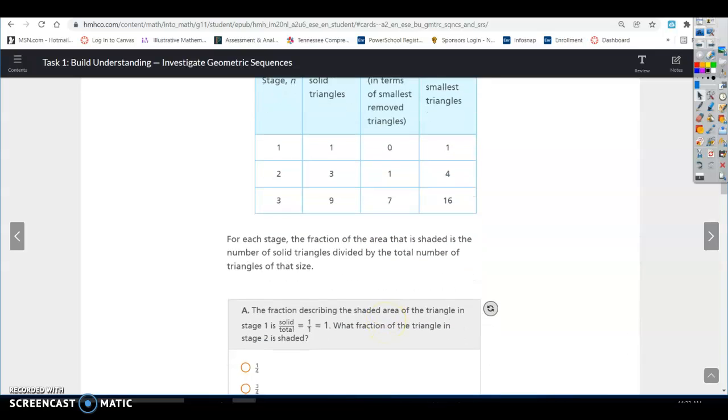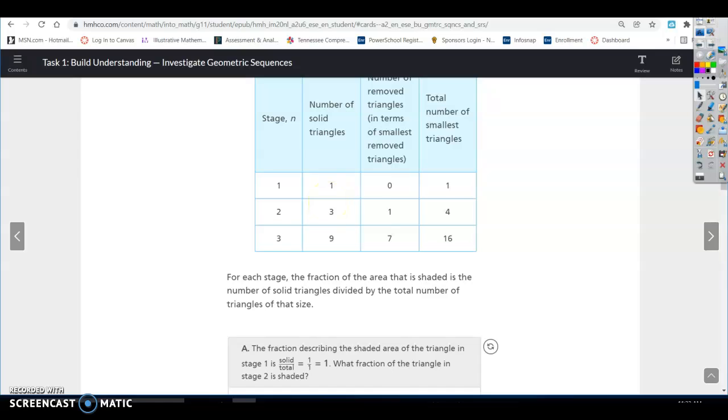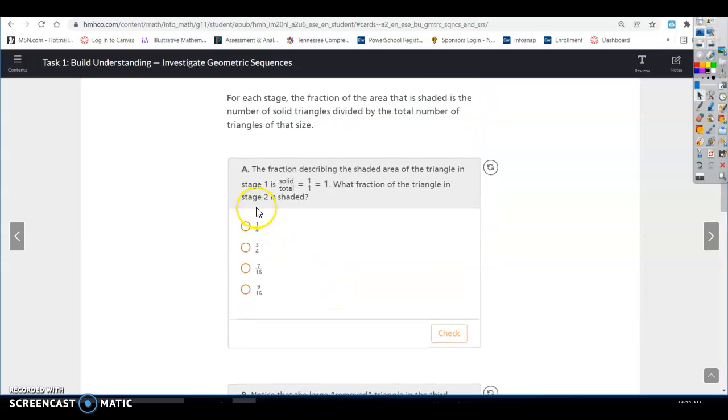All right, for each stage, the fraction of the area that is shaded is the number of solid triangles divided by the number of triangles of that size. So you've got the number of solid and the number of removed triangles. Together, 9 and 7 equal 16, 3 and 1 equal 4, 1 and 0 equal 1. So this is the total number of triangles of that size. All right, so the fraction describing the shaded area of the triangle in stage 1 is solid over total. So 1 over 1 equals 1.